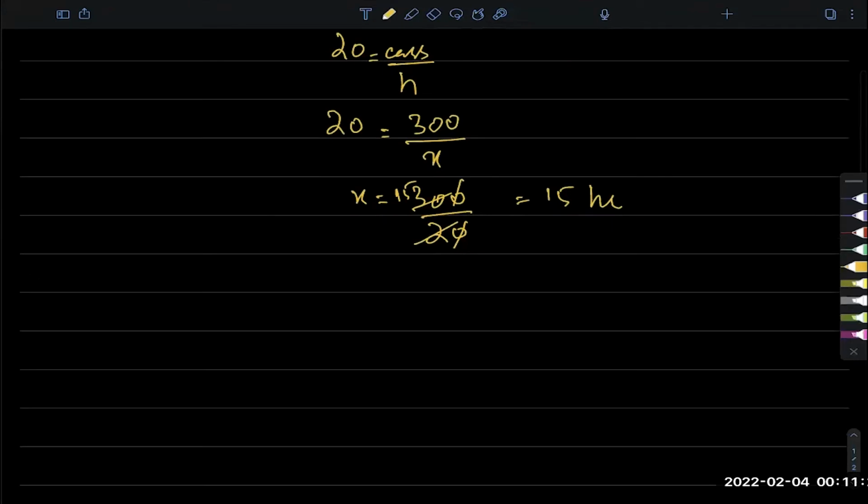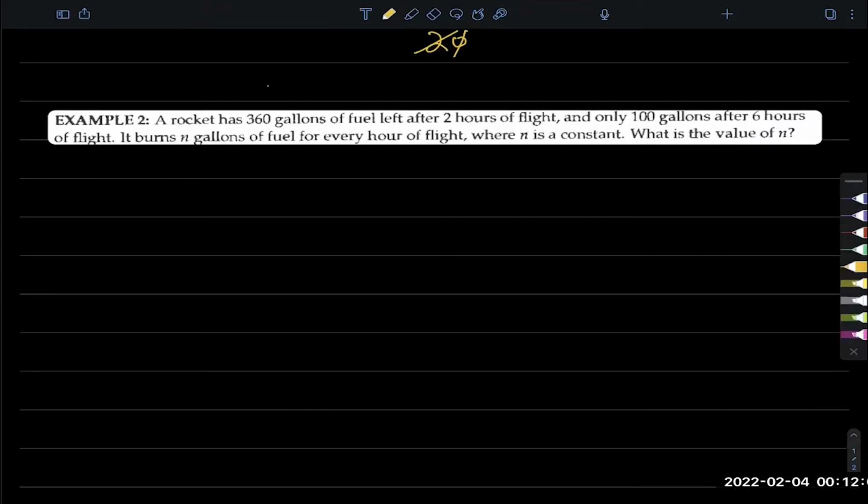Let's suppose, yeah, so here's a question. A rocket has 360. I'll just copy the question. So we need to first find a rate here. Okay, so I think I might have the answer. Okay, what's your answer? Is it 65? Yeah, it is 65. How did you do it?